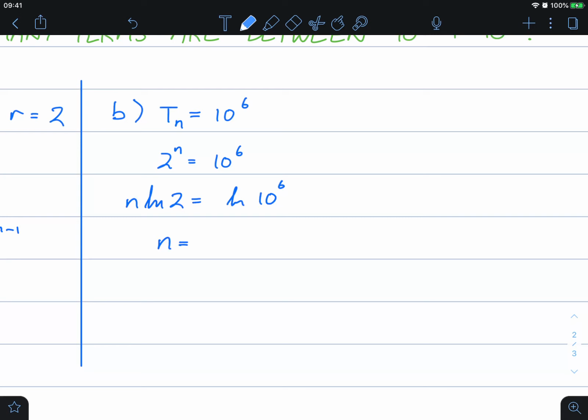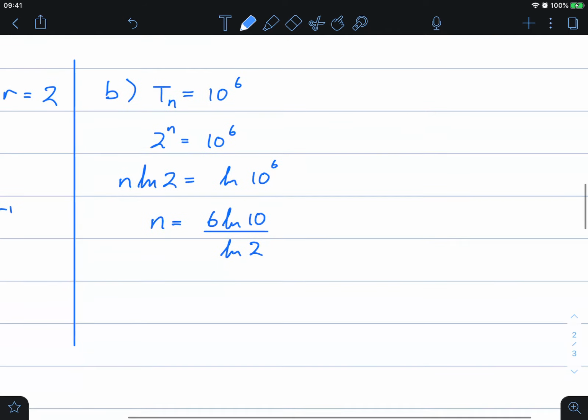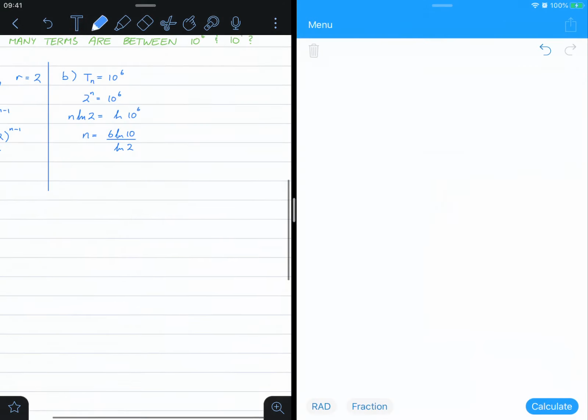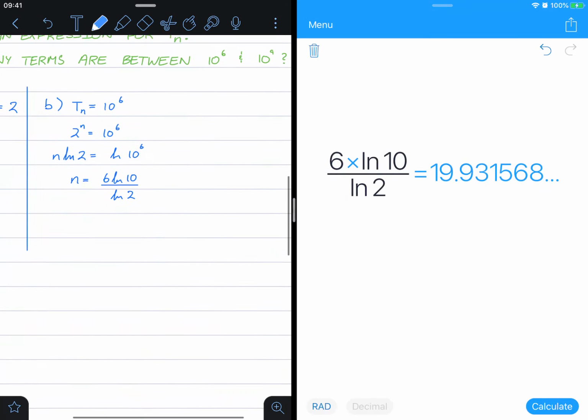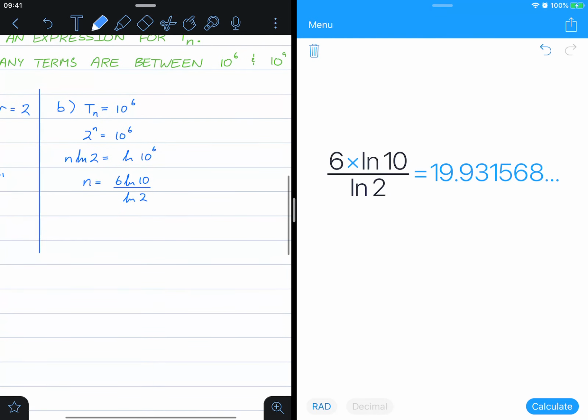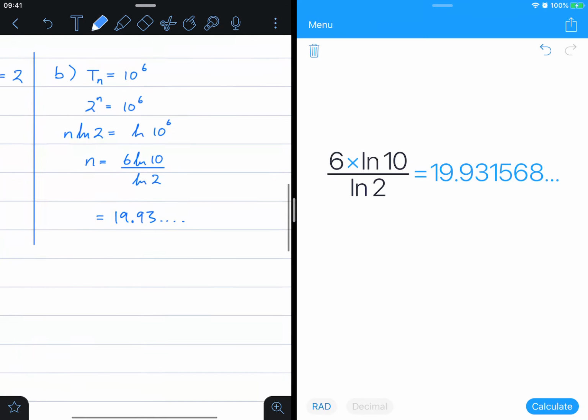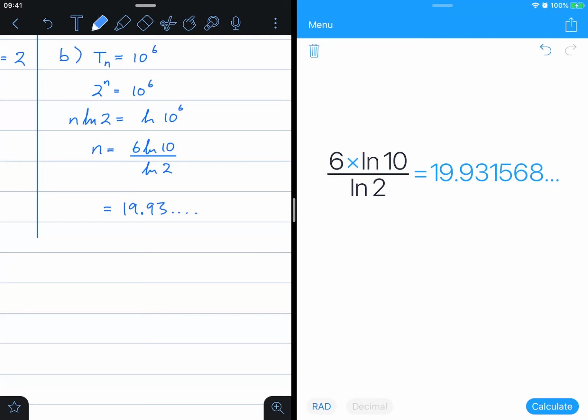I'm just going to do some log laws here. This will become the coefficient 6 ln 10 over ln 2. Let's see what we get here. 6 ln 10 over ln 2 is 19.93 recurring. So this will give us 19.93.